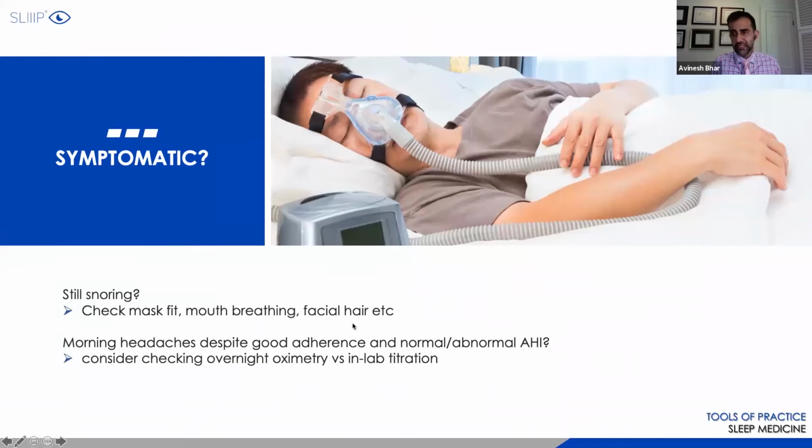You want to always assess symptoms. Are they still snoring? If they're still snoring, they shouldn't be snoring. That was the first reason they were sent by their spouse or the bed partner. So check the mask fit. As masks get older, you also have an issue where masks will start slipping and sliding and get out of place a little bit more, and cause the snoring or the leak to occur. So in patients with facial hair as well, these masks will slip and slide more.